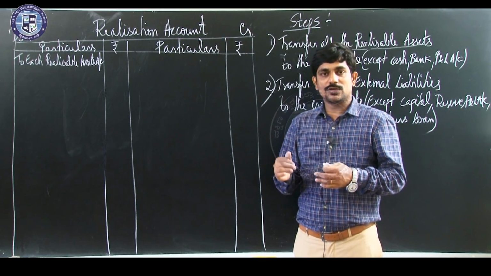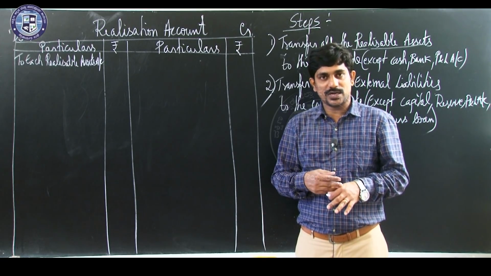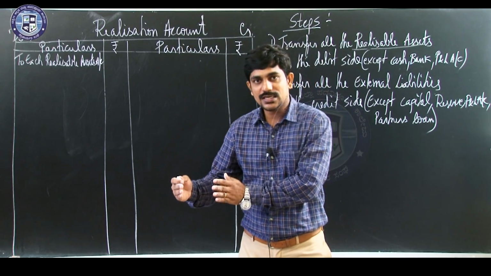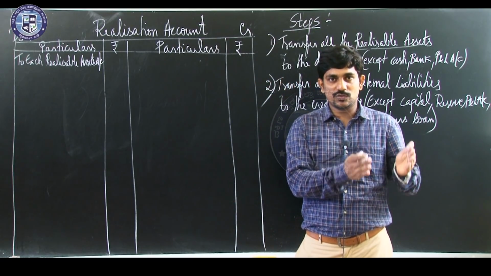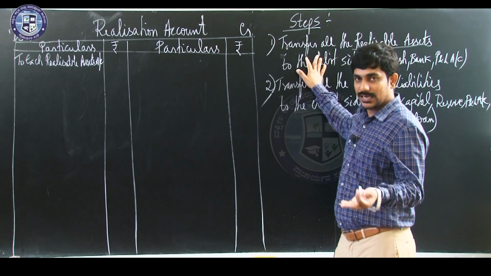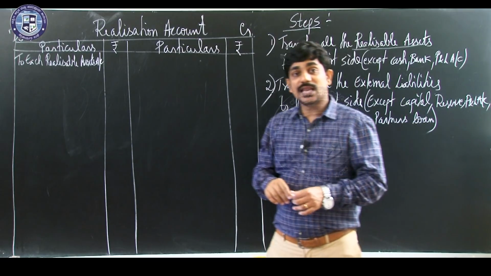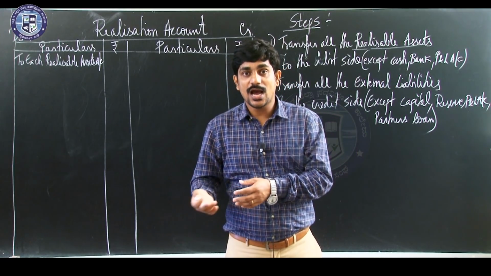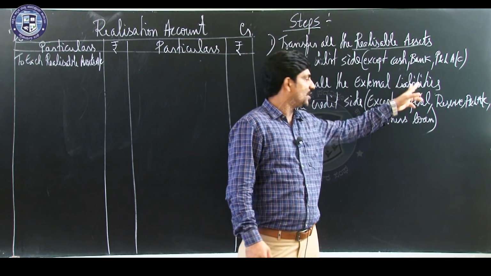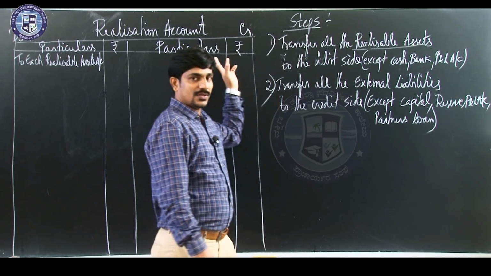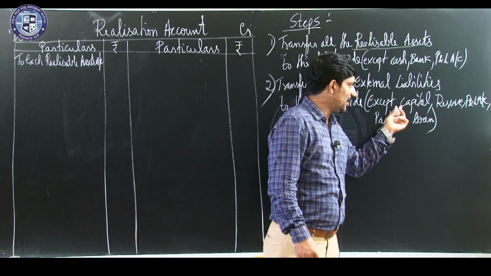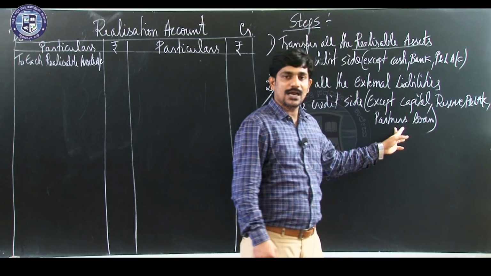Why? Otherwise what will we do? We will just close and the partners will go? No. They need to find out how much assets are there in the business and what their liabilities are. So from the assets they have to list out which assets they can realize. Realize means they can sell. Also, they need to see how much liability they are supposed to pay to others, that is outsiders. So that is the second step. Transfer all the external liabilities to the credit side of the realization account. Except, as I told, capital, reserve, profit and loss account, and partners loan.